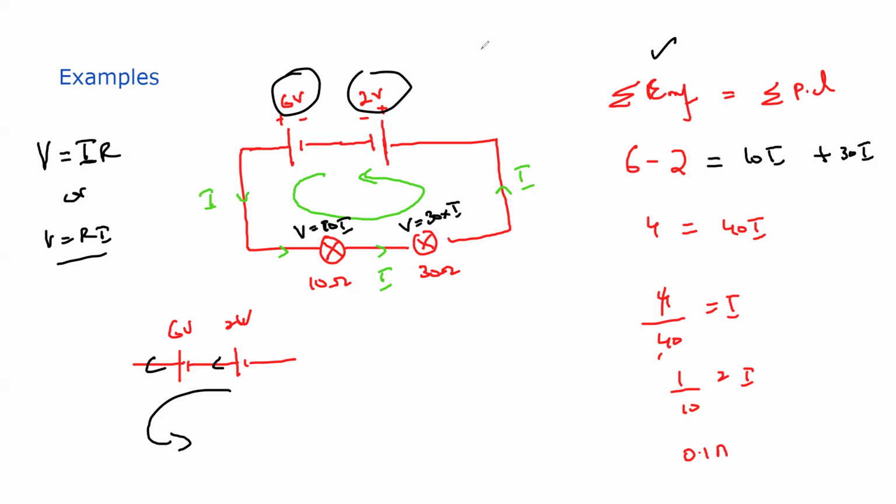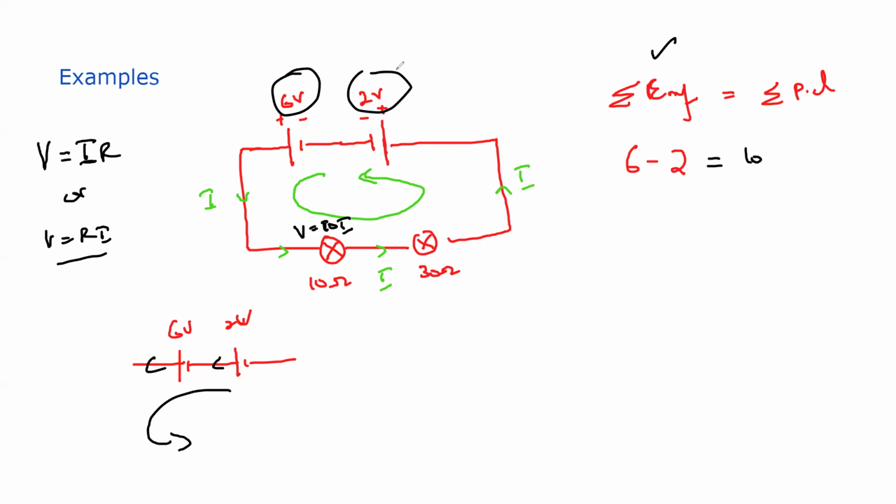So according to Kirchhoff's law, the total EMF will always be equal to the total potential difference. That is what we said according to Kirchhoff's law. So when we take a loop, what is the EMF?